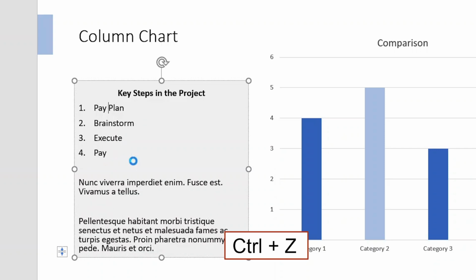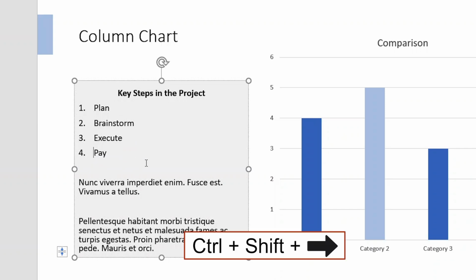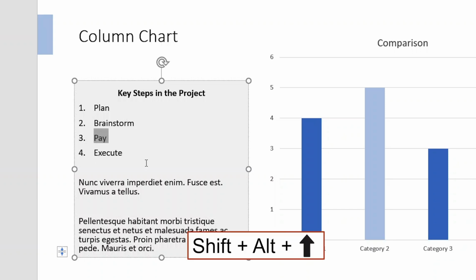So press Ctrl Z and Ctrl Z again to go back to what it was. And instead what we're gonna do is select the pay, Ctrl Shift right arrow, and instead what you want to do is press Shift Alt up arrow, and you'll see that they all move along smoothly.